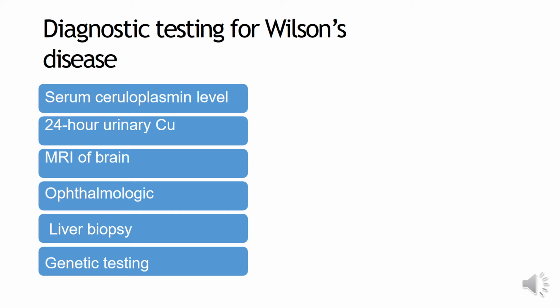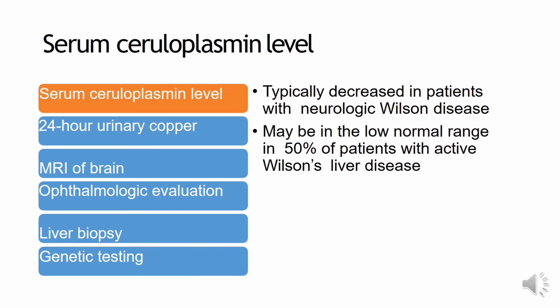So we are going to talk about a few common tests that are used for Wilson's disease. They range from measuring the serum ceruloplasmin levels and the 24-hour urinary copper excretion, followed by MRI of the brain, especially in cases of neurological manifestations, ophthalmic evaluations, which we already discussed, followed by liver biopsy and genetic tests. Right, so let's talk about serum ceruloplasmin.